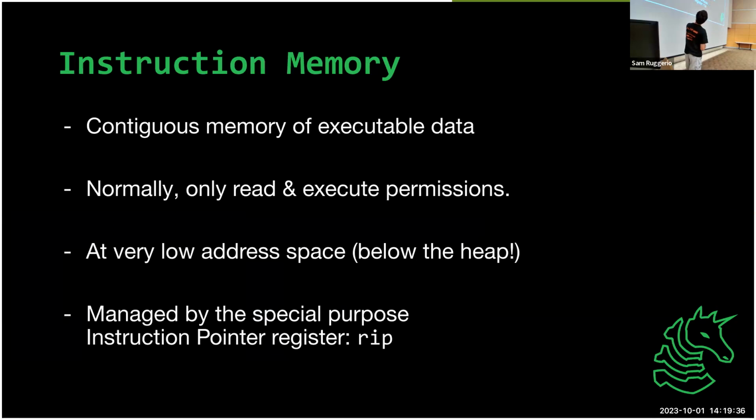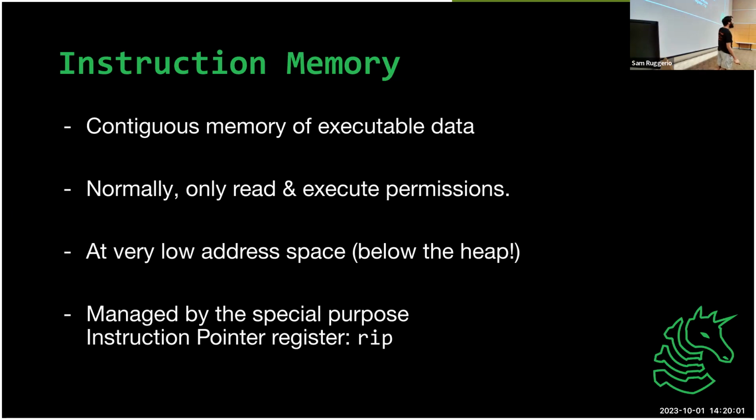To start, I'm going to talk about instruction memory because it's the simplest. It's just a contiguous block of memory that stores all the bytes corresponding to the instructions of our program. That is it. Normally, that memory is only given read and execute permission. So you don't want your programs to be able to write itself more code in the middle of execution unless you explicitly tell it to.